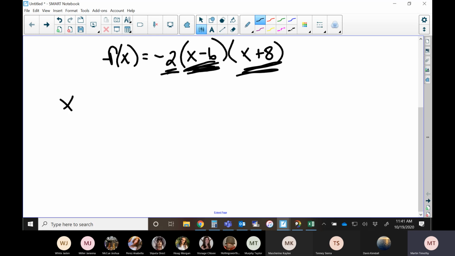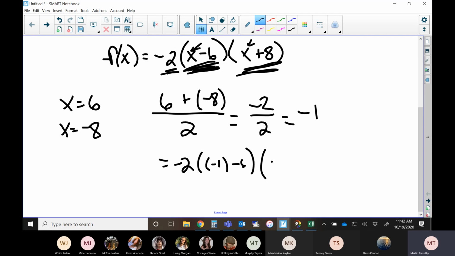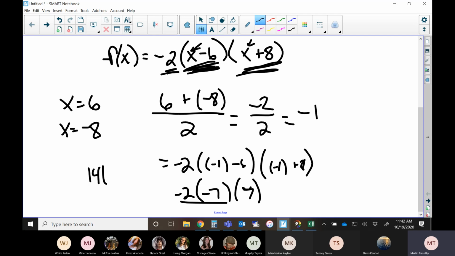So when you did this, x equals 6 is your first intercept. x equals -8 is your second intercept. You add those two numbers together, what do you get? You get -2 over 2, which is -1. You plug in -1 for x, and then you just solve. You just do your math. So -2, -7, +7, multiply. What's a -2 times a -7? And then 14 times 7. So your vertex would be (-1, 98).